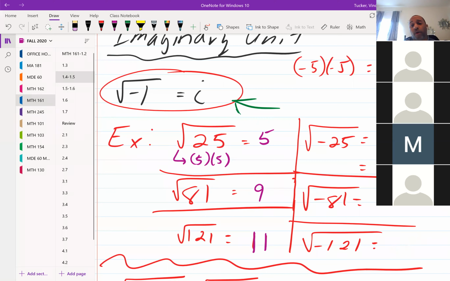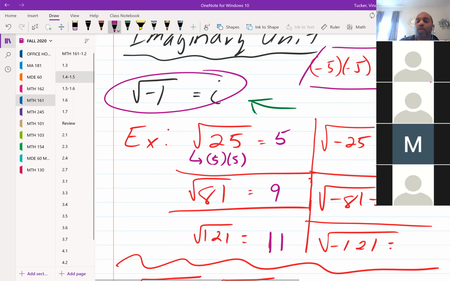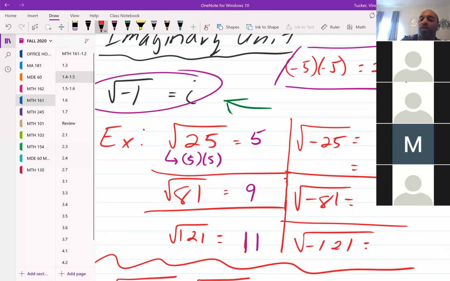Now, when you're talking about the square root of -25, there is no number that you can multiply to itself twice that will give you a negative number. We know 5 times 5 will give me positive 25, but also -5 times -5 will give you a positive 25. So that's where this imaginary unit comes into play. Whenever you're taking the square root of a negative, you can implement that.